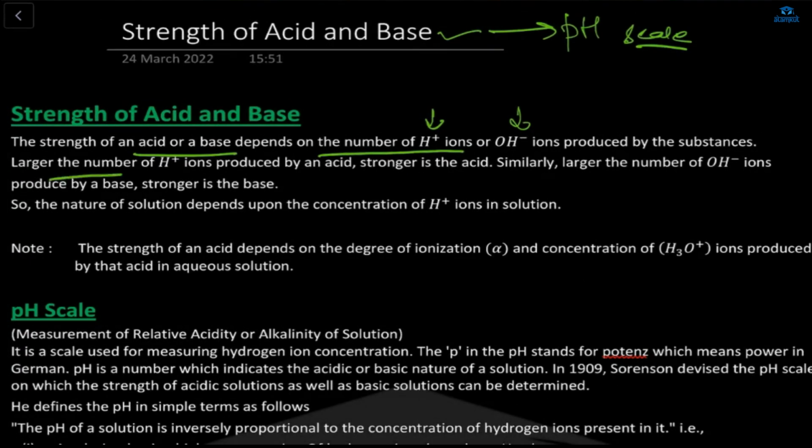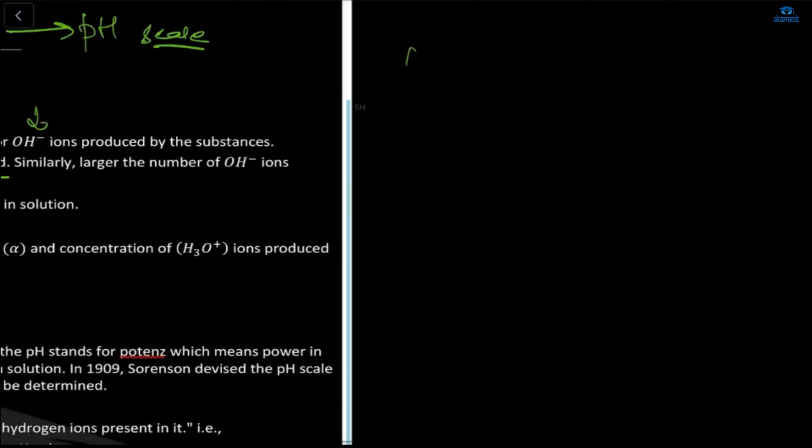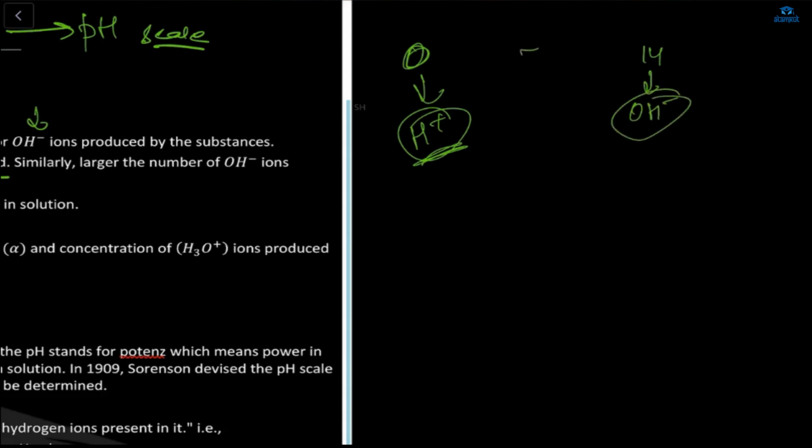The larger the number of H plus ions produced by an acid, the stronger is the acid. If an acid produces a large number of H plus ions, then my acid is stronger. Here in the pH scale, if my pH value is 0, then it is producing more H plus ions. If my pH value is 14, then it is producing more OH minus ions, because this is the 7, here is the 14, this is the basic part, and this is the acidic part.